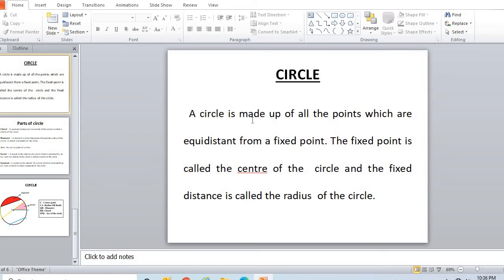So that's why a circle is made up of all the points which are equidistant. The distance of all of them is equal from a fixed point. The fixed point is called the center of the circle, and the fixed distance is called the radius of the circle. Now let's see the parts of the circle, then I will show you in the diagram also.